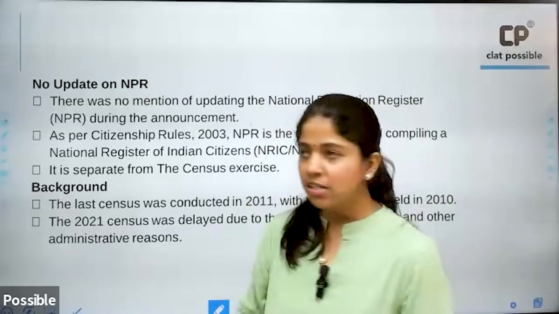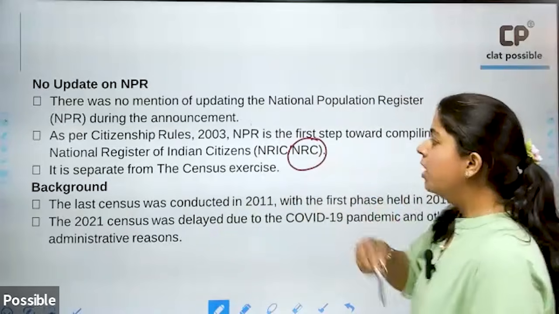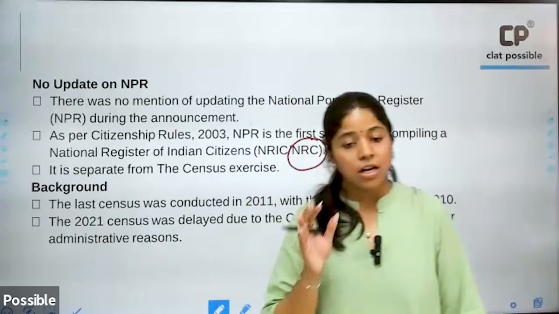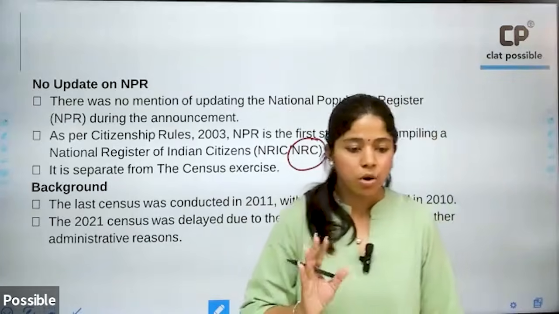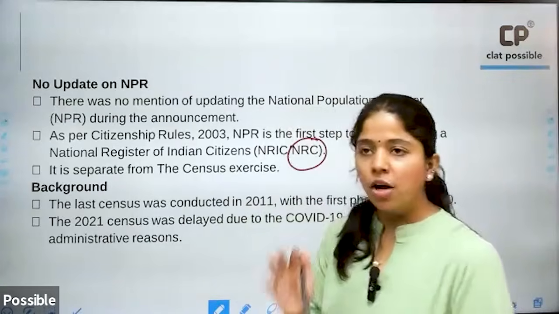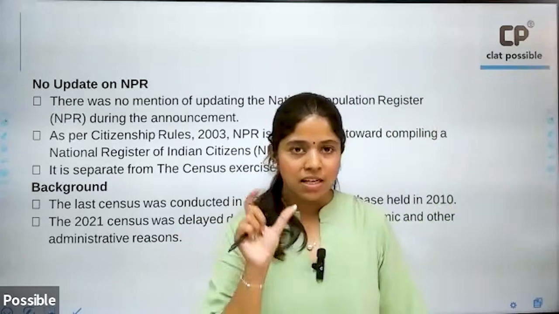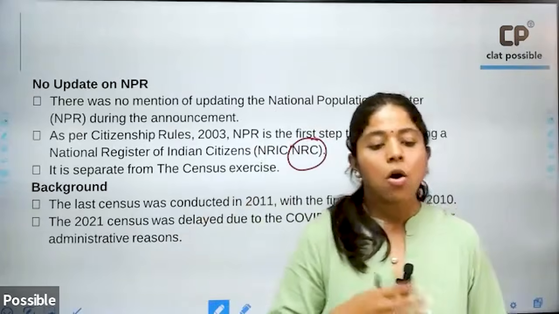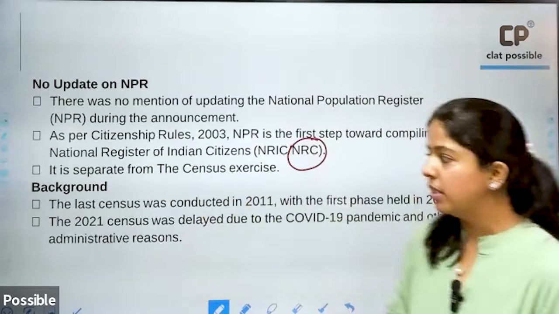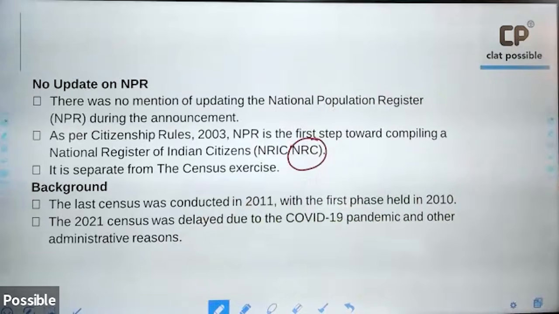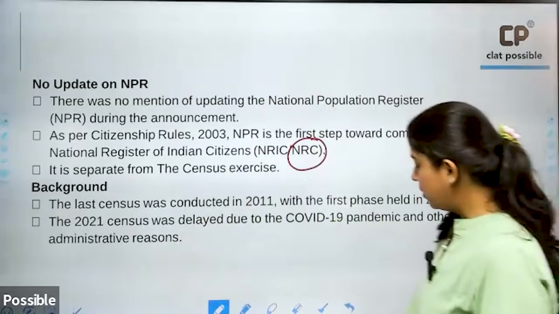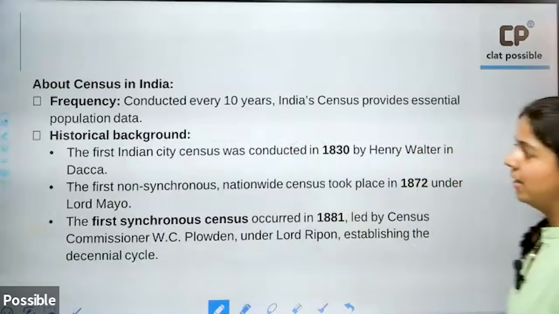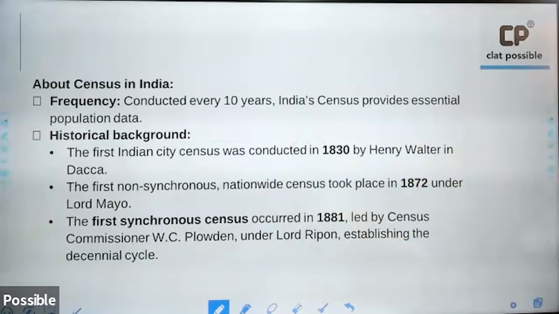As against this, we have another one, which is NRC. NRC simply stands for a count of all the citizens of India. So NPR minus NRC basically gives us all the migrants, or all the foreigners or non-citizens of India. The last census was undertaken in 2011. The 2021 census was delayed because of the COVID pandemic. It is conducted every 10 years.